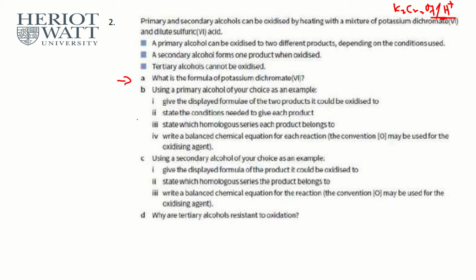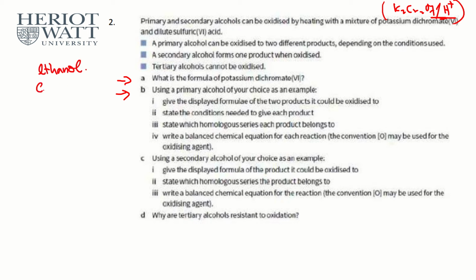So let's look at A. What is the formula of potassium dichromate, which I've written down here, K2Cr2O7. You don't have to add /H plus because they just asked for the formula of potassium dichromate. All right, so let's look at part B then. Using a primary alcohol of your choice as an example, give a display formula of the 2 products it could be oxidized to. Let's work it out one by one. Now, for part one, you have to use your choice of primary alcohol. In this case, I'm going to use ethanol.